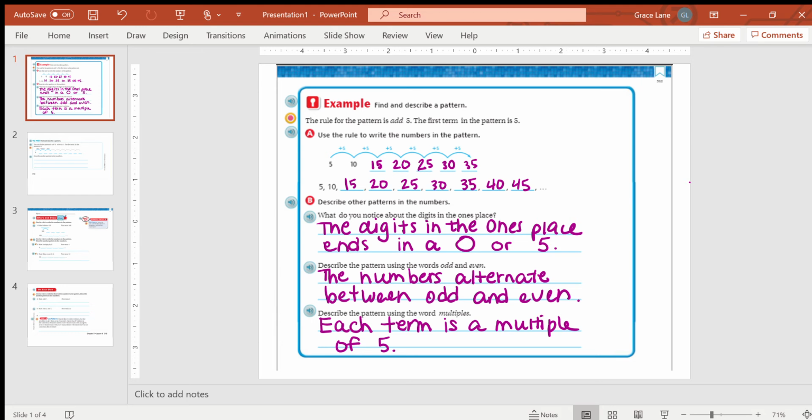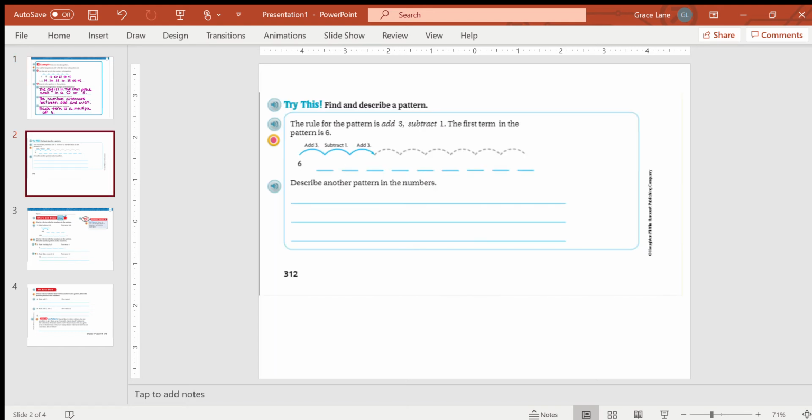So again, you guys might not have used the word term. I was just trying to use a vocabulary word. Now that kind of looks like a big M. But it's supposed to say each term is a multiple of 5. You could have said that all the numbers are multiples of 5, for example. Okay, when you're ready, go on to the last part on page 312.